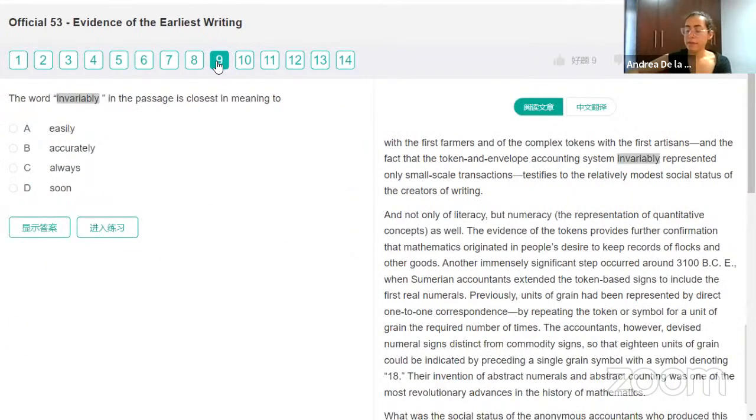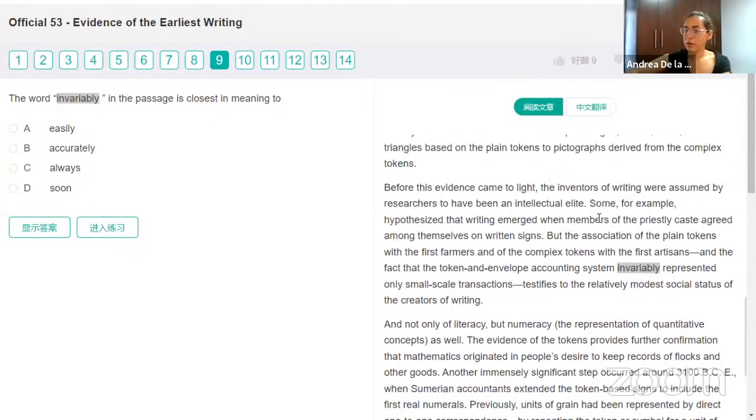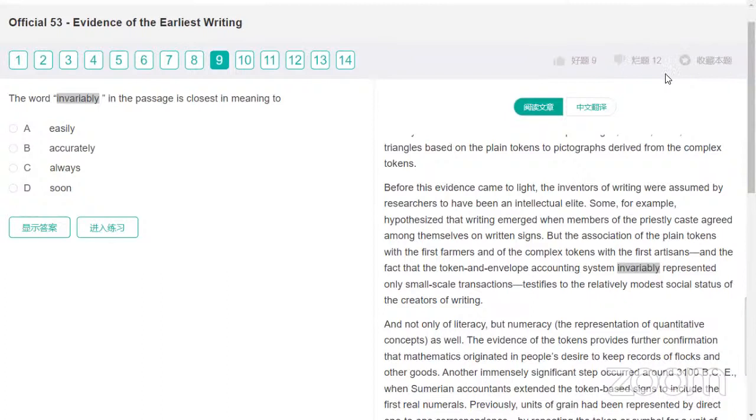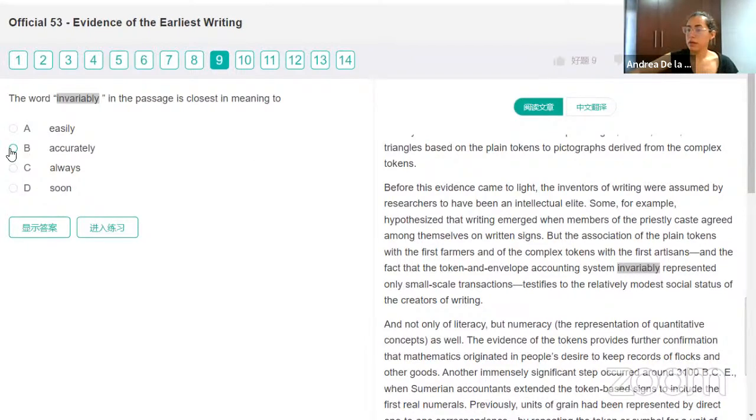Y number 9 says invariably. It's another vocabulary question. If you know the meaning, you can answer it quickly, and if not, you can search for some clues from the context. B. Invariably, accurately, you sure? Have you checked that it matches the context? Easily. Accurately? Easily.